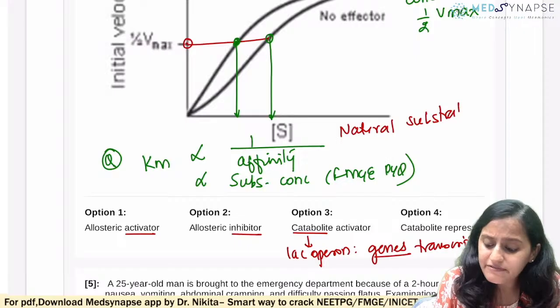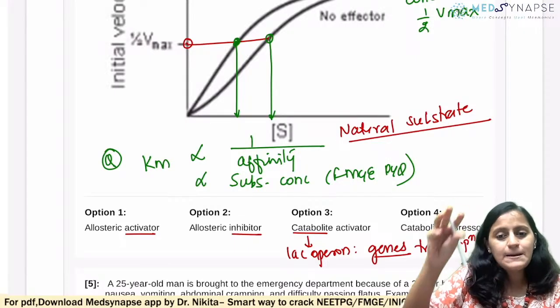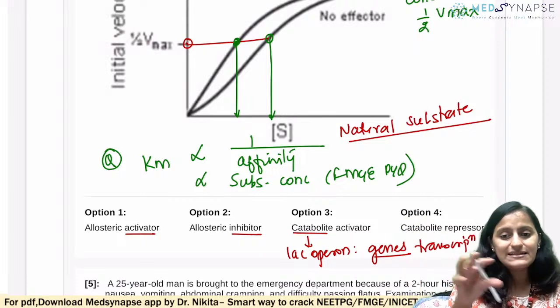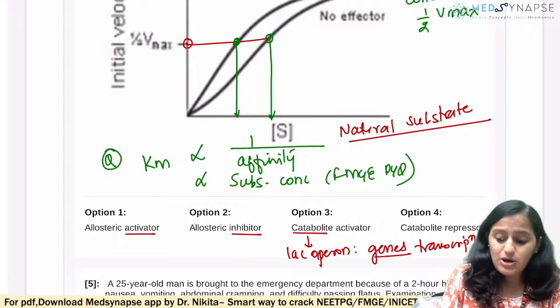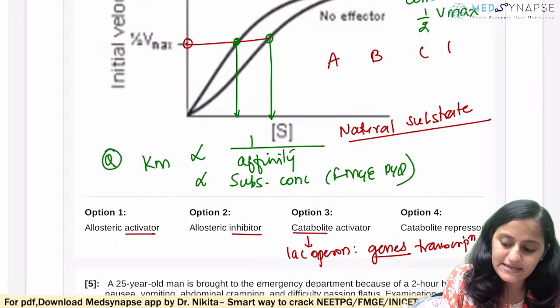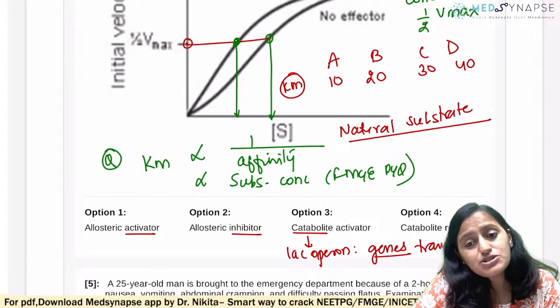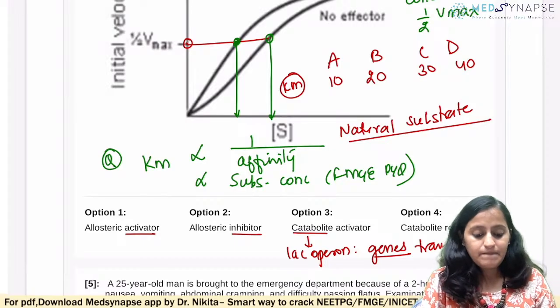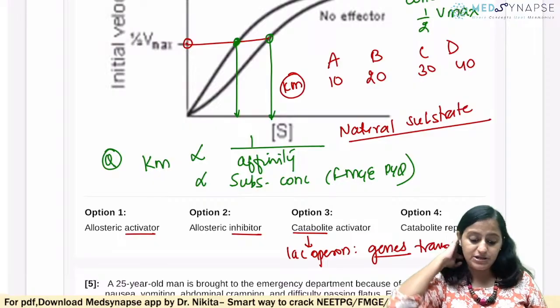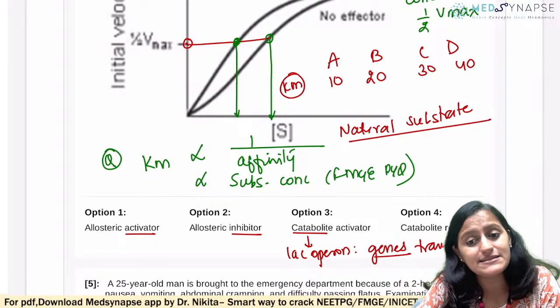How do you identify a natural substrate of an enzyme? They give you substrates A, B, C, D, and these are their Km values. Let's say 10, 20, 30, 40. So out of A, B, C, D, which have the Km values of 10, 20, 30, 40, tell me which is going to be the natural substrate for an enzyme? Is it A, is it B, is it C, or is it D?